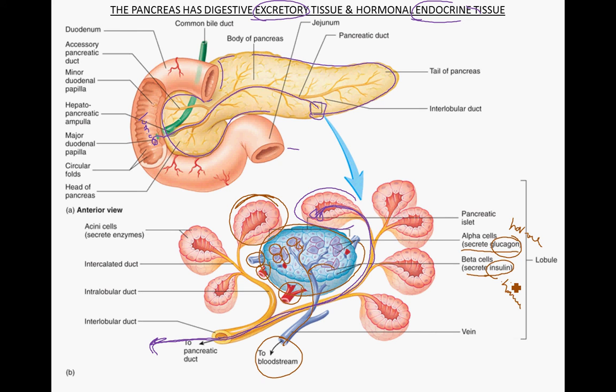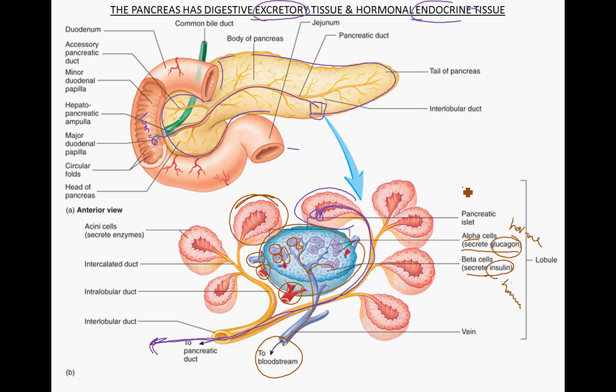These hormones are involved with regulating blood glucose levels. When your blood glucose levels are high, the beta cells secrete insulin into the bloodstream, and then your blood glucose levels come back down. If you are low on blood glucose, then your alpha cells secrete glucagon as a hormone into the bloodstream, and then your blood glucose levels will come back up. Okay? Just as a quick aside, these are the specific names of those endocrine cells.